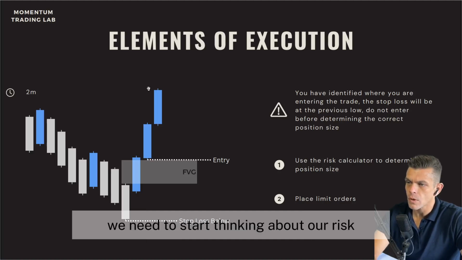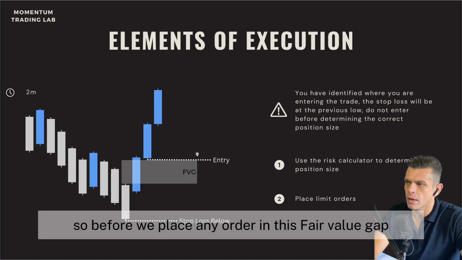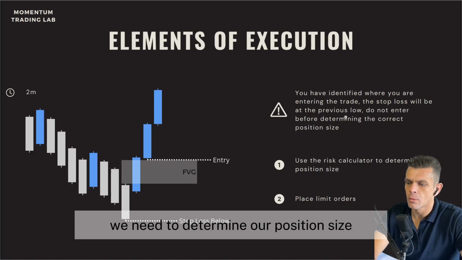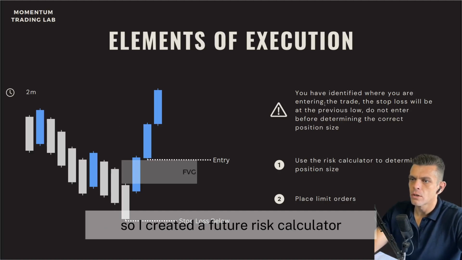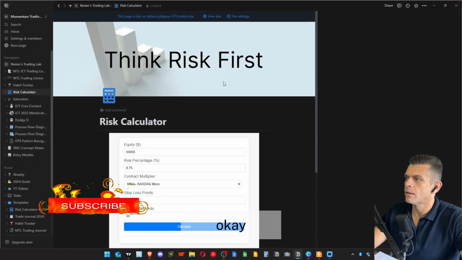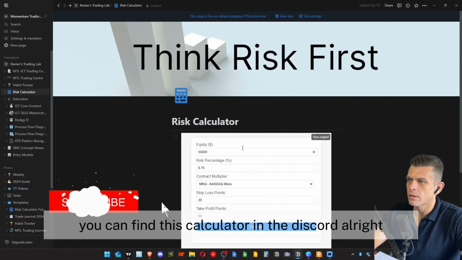But at this point, we need to start thinking about our risk. So before we place any orders in this fair value gap, we need to determine our position size. So let me quickly show you how I do that. So I created a futures risk calculator. Okay, you can find this calculator in the Discord.